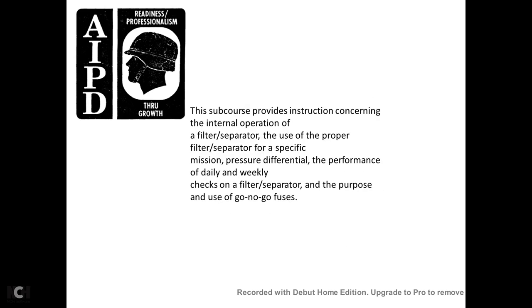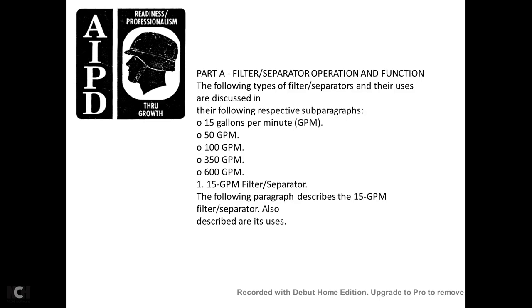The subcourse provides instruction concerning the internal operation of the filter separator, the use of the proper filter separator, specific pressure differentials, the performance of daily and weekly checks of the filter separator, and the purpose and use of go, no-go fuses. Part A covers filter separator operation and function. The following types of filter separator are discussed in the following respective subparagraphs: 15 gallons per minute, 50 gallons per minute, 100 gallons per minute, 350 gallons per minute, 600 gallons per minute.